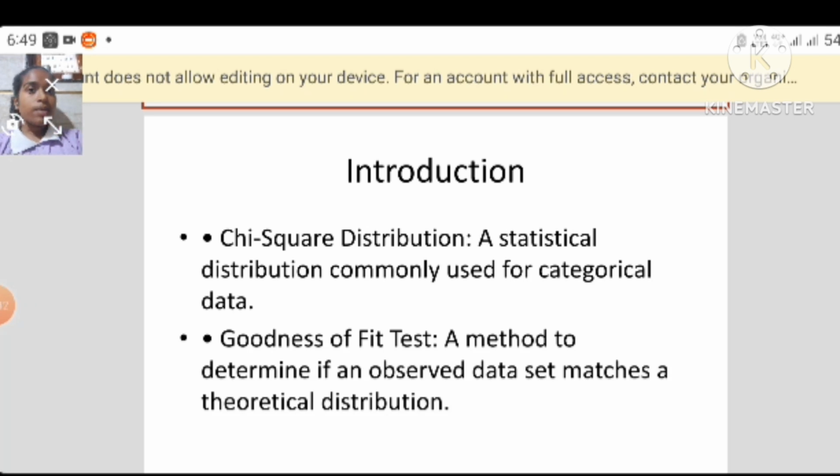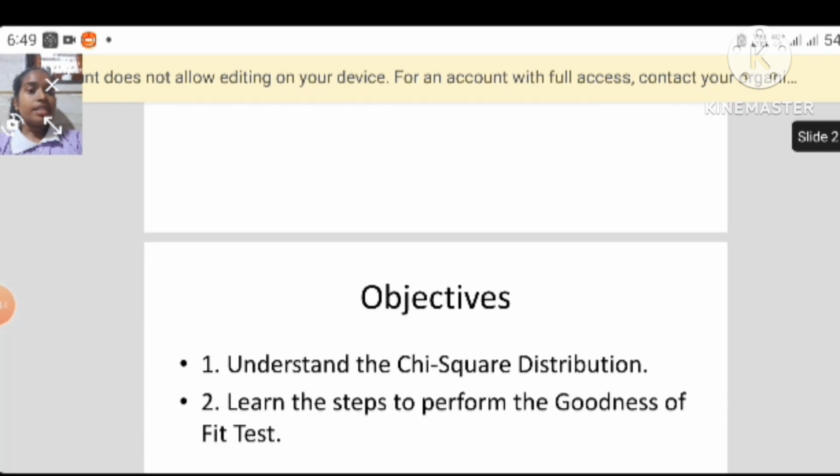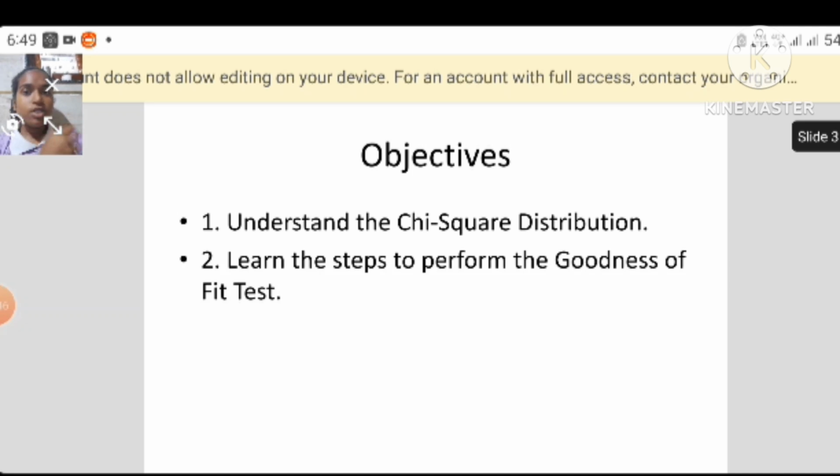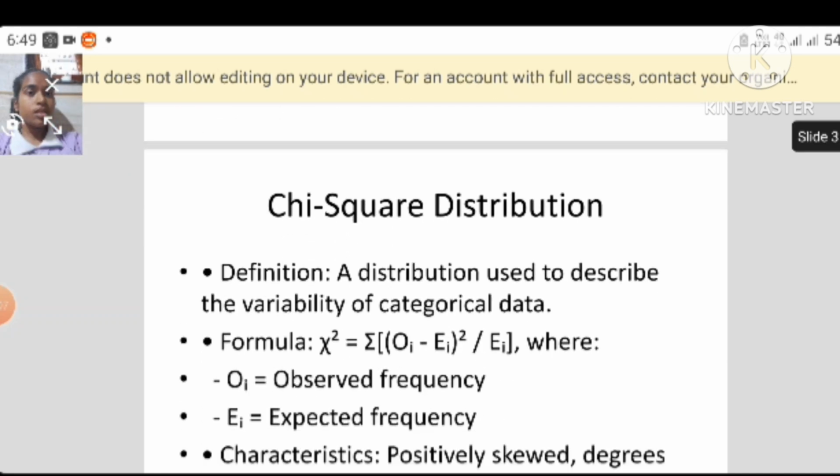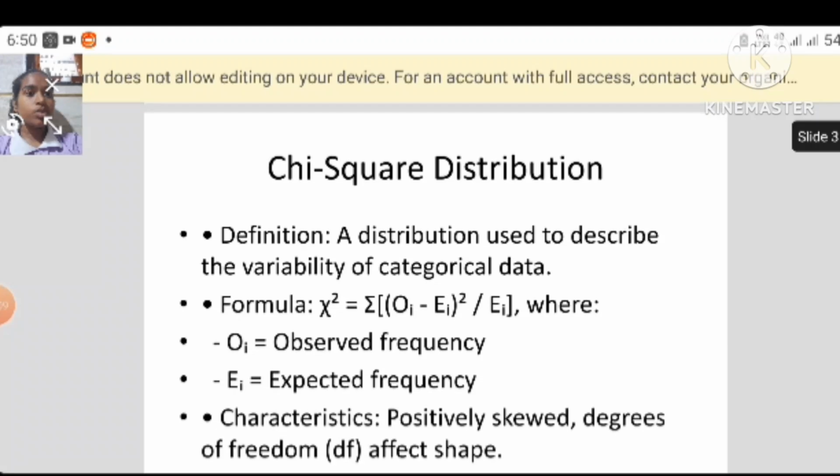Now let us understand the objectives under this topic. The first objective is to understand the chi-square distribution and learn the steps to perform the goodness of fit test. Through this video we will understand these two main things. First, let us understand the chi-square distribution.